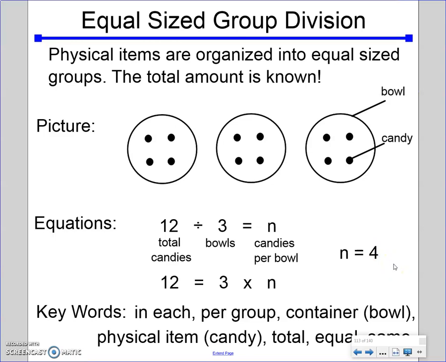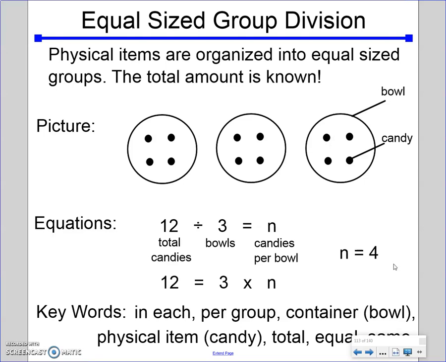Let's review what we know. We know that equal-sized group division problems are problems where physical items are organized into equal-sized groups. The total amount is known, which is how it's different from equal-sized group multiplication. We represent equal-sized group problems by drawing the groups and putting the physical items in the groups. We solve an equal-sized group division problem by writing a division equation. We take the total amount, we divide it by the factor we know, and it tells us the missing information.